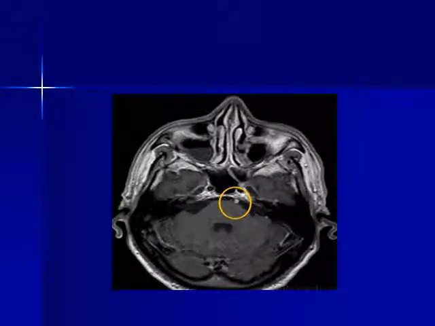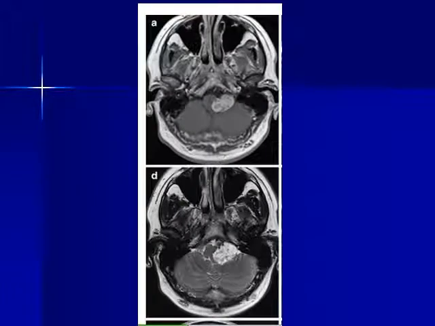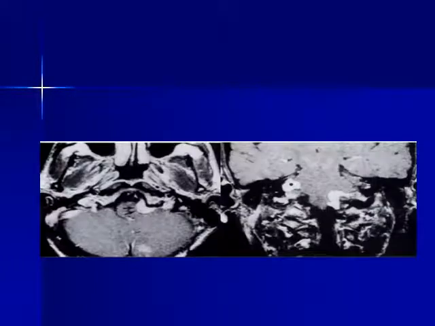This one is along the abducent nerve. And these are along the 9th and 10th cranial nerves, schwannomas. And this one is along the hypoglossal nerve. It takes the whole course of the hypoglossal nerve down to the hypoglossal canal.